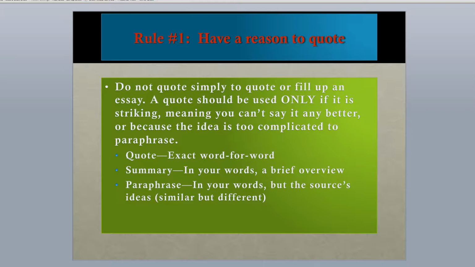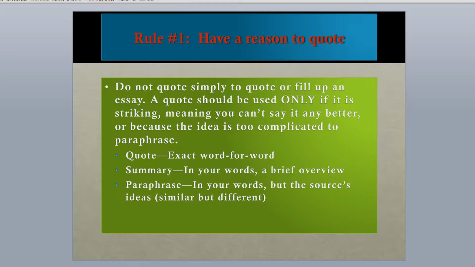And a direct quote should only be used if it's striking, meaning that you can't say it any better. Maybe the idea is too complicated, or the way that the expert phrased it was unique and really insightful, just a way that maybe you couldn't phrase in your own words.